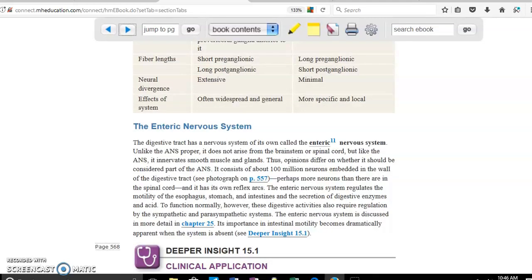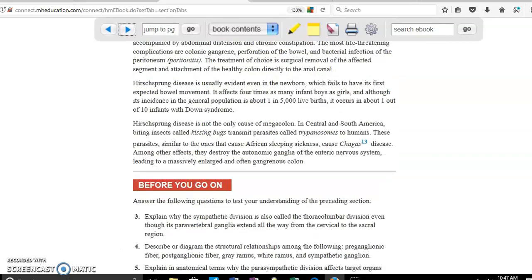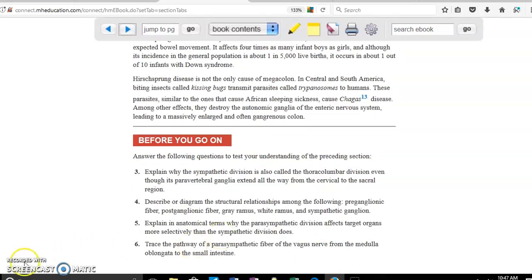The enteric nervous system, in some books it says that the nervous system for the intestines, for example, is a separate group of nerves. However, in some other books it says that it's not, that it's actually part of the autonomic nervous system, so it's not very clear. If you scroll down, this is it for this part.